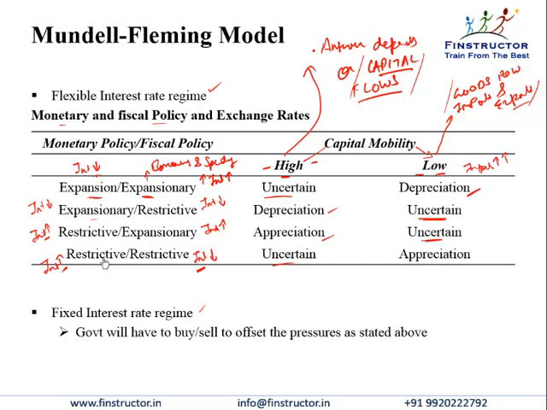both factors are reducing imports. If interest rates are high, we can't borrow and spend. If the government is not cutting taxes, again we can't spend because we don't have much money. Hence, the currency will appreciate because our imports will reduce.